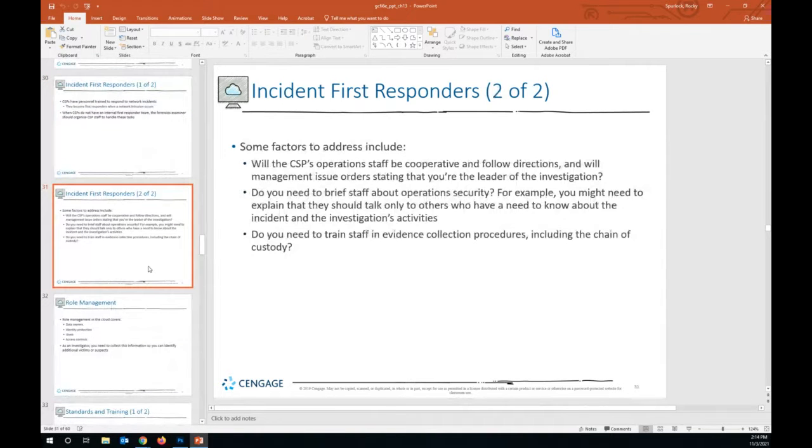Now, there are some factors that should be addressed when assembling a first responder team. One is, will the CSP's operation staff be cooperative and follow directions? Will management issue orders stating that you're the leader of an investigation? Do you need to brief the staff about operation security? Do you need to train the staff in evidence collection procedures, including the chain of custody?